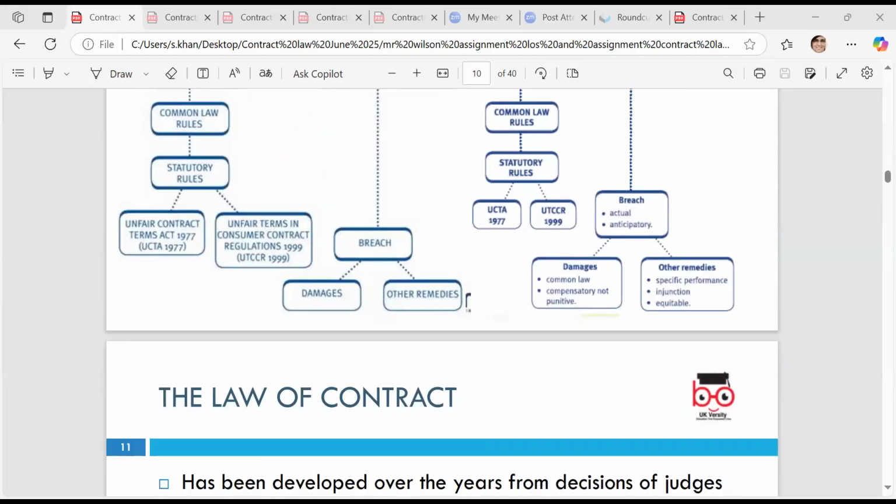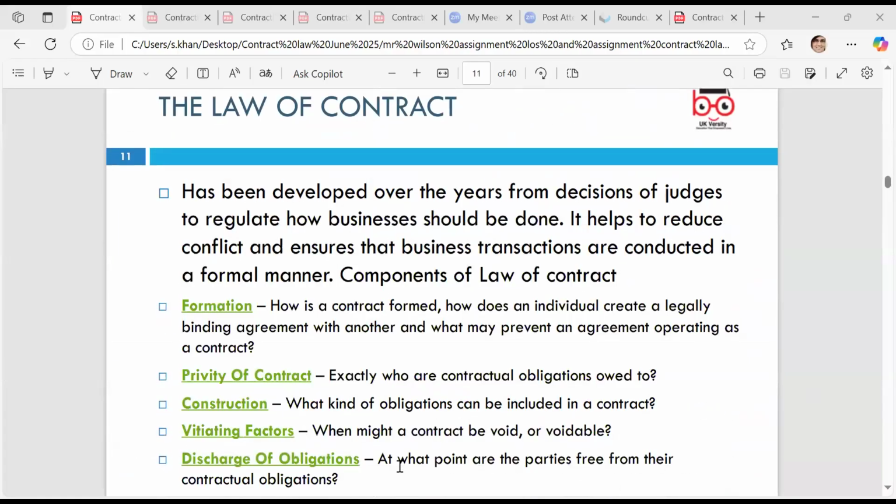The elements of contract law have developed over the years. The components of contract law are formation: how is it formed, and is it a legally binding agreement? Privity of contract: exactly who has contractual obligations. And construction: what should be included in the contract. Why is it important to make sure the contract is done properly?